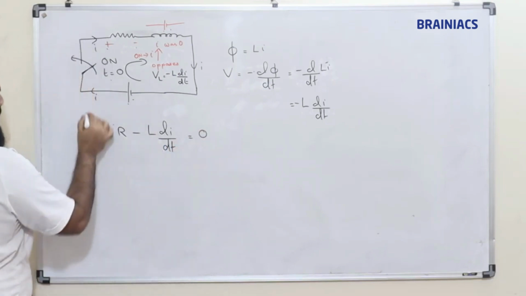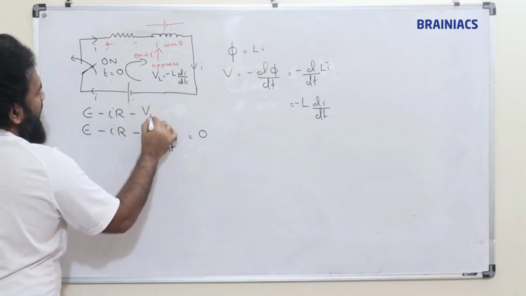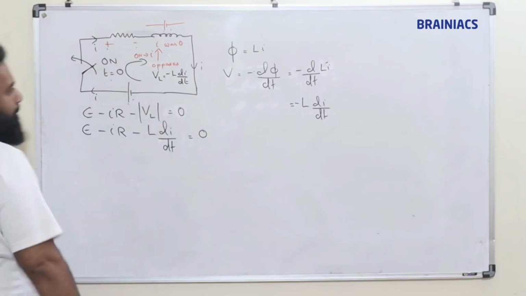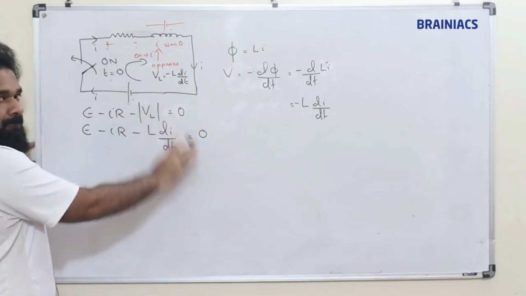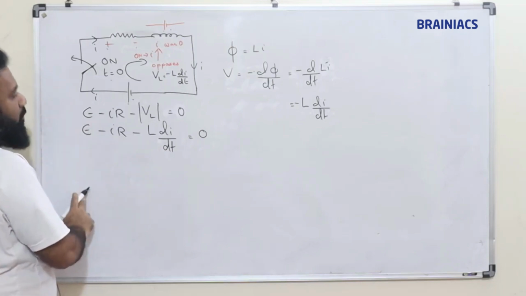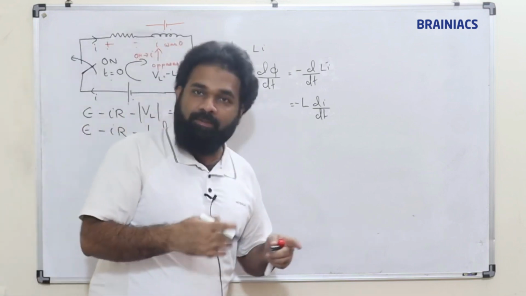This is the same as E minus IR minus VL. Just put the magnitude, otherwise we will get confused. Okay, clear? Now our task is to find the expression for current. We need to find the expression for current.